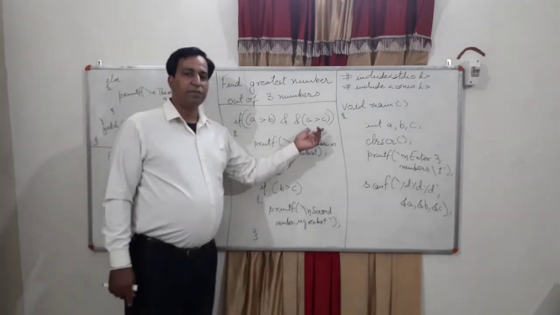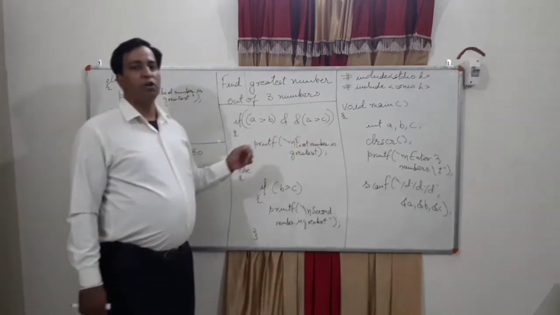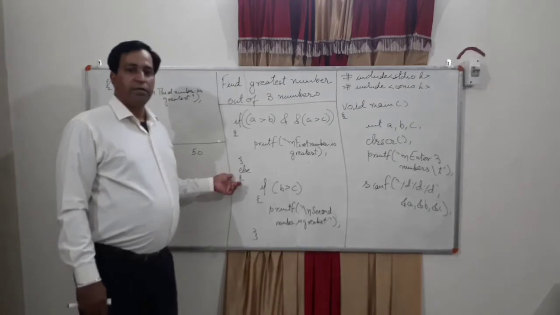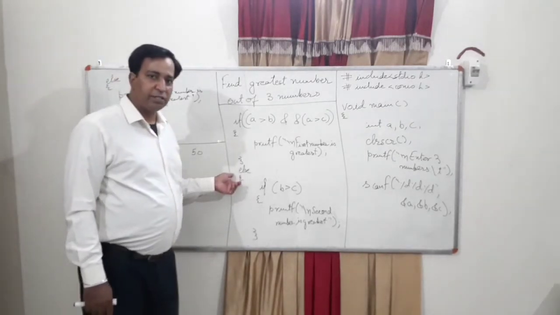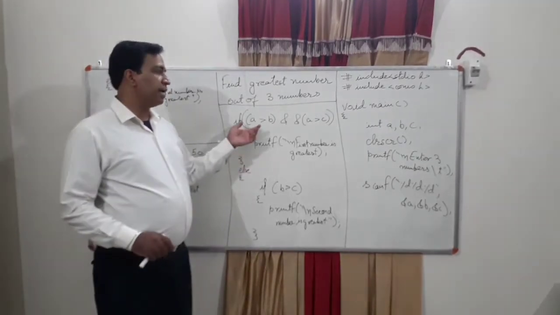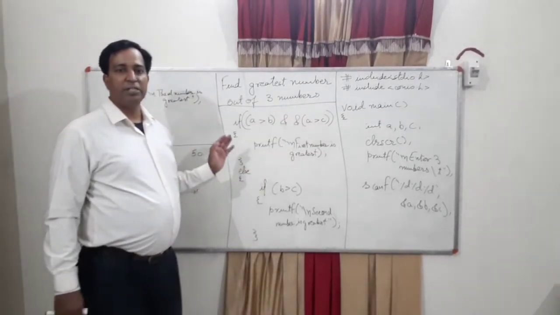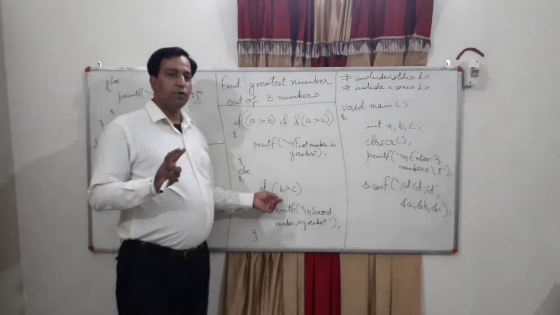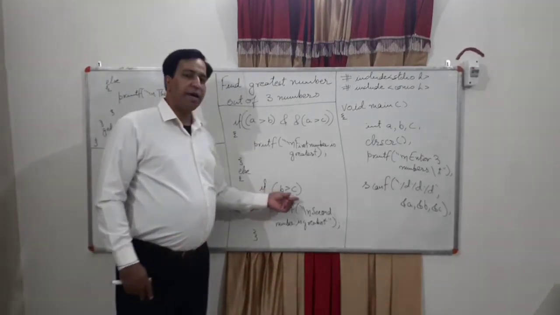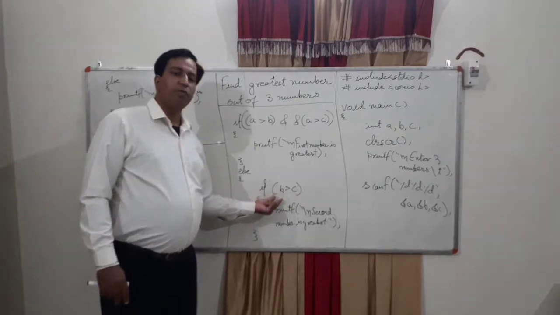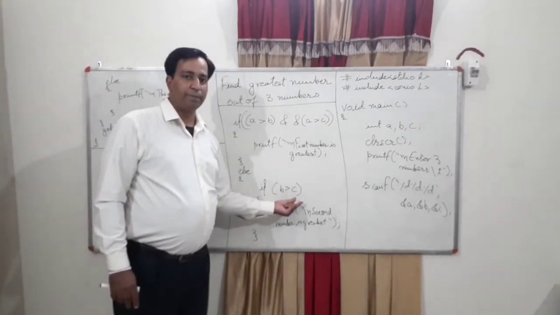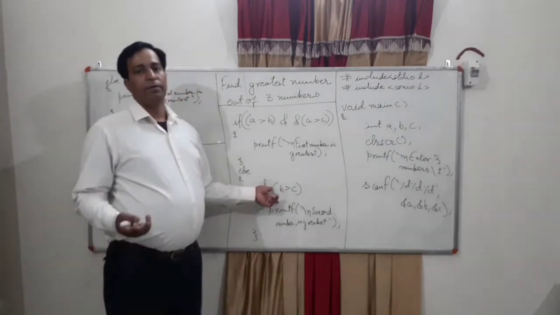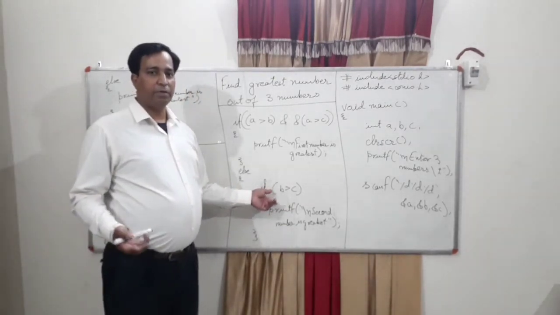If any of the statements gives false, that means a is not the greatest number. Okay, in that case the control will be shifted to else statement. Now a is not the greatest number, that means a is out of the race, leave a there only. Then you have 2 numbers now, b and c. Now we are checking whether b is greater than c or not, right? Now, here if b is greater, then that means b is the greatest number.